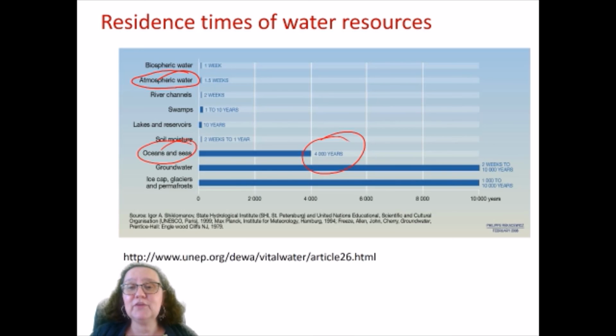And then you've got some interesting ones like groundwater or ice caps, glaciers and permafrost that have, as you can see, quite a wide range of residence times, because it does depend: is that groundwater being exploited, or is it just left alone? Does it have any way to connect outside that groundwater reservoir? So 2 weeks to 10,000 years, depending on specifically the water reservoir you are looking at.